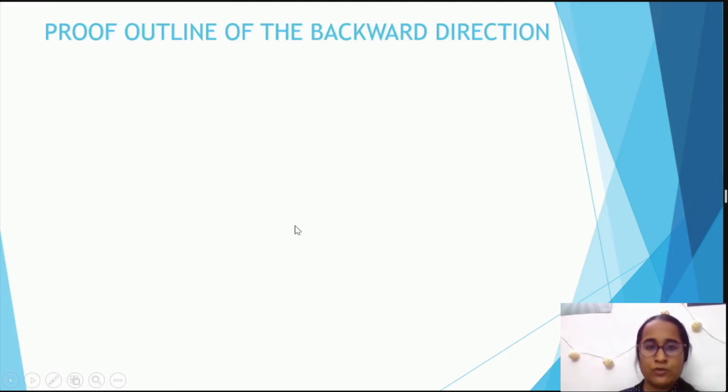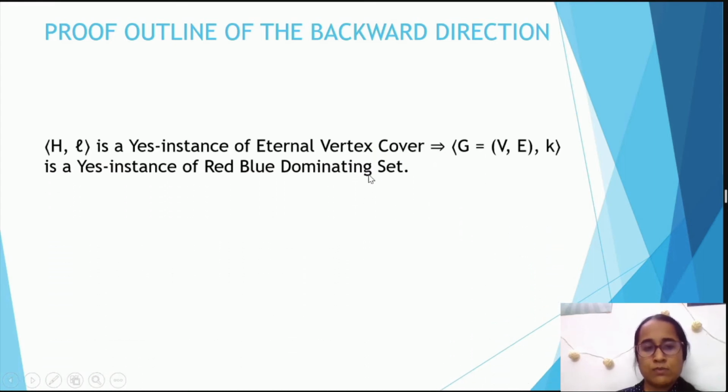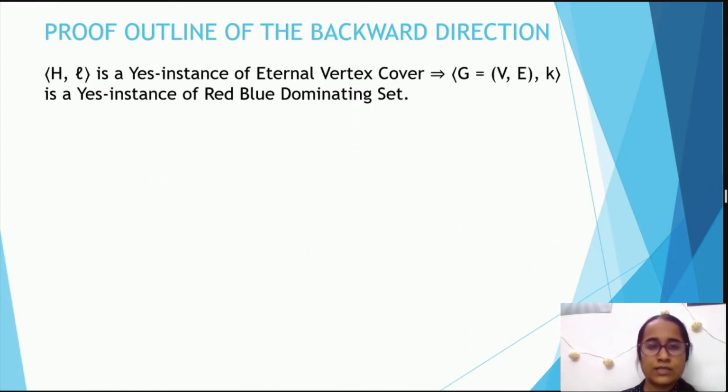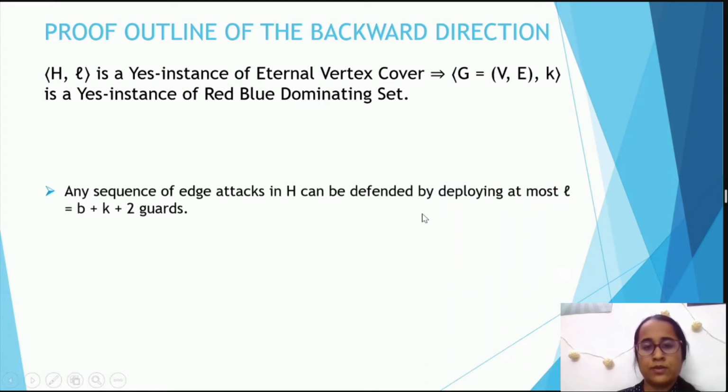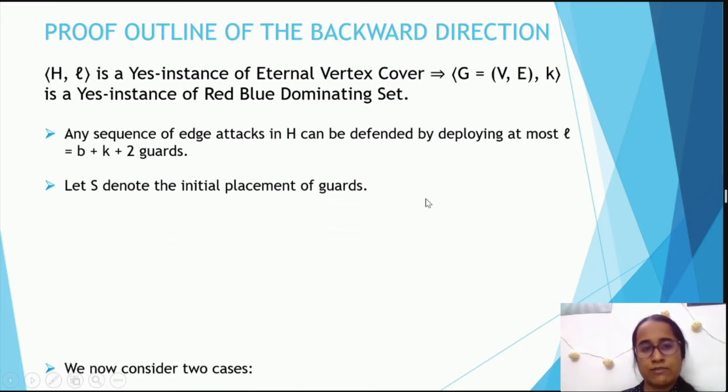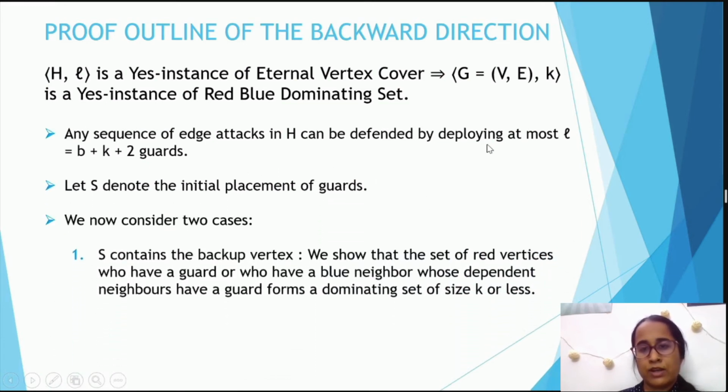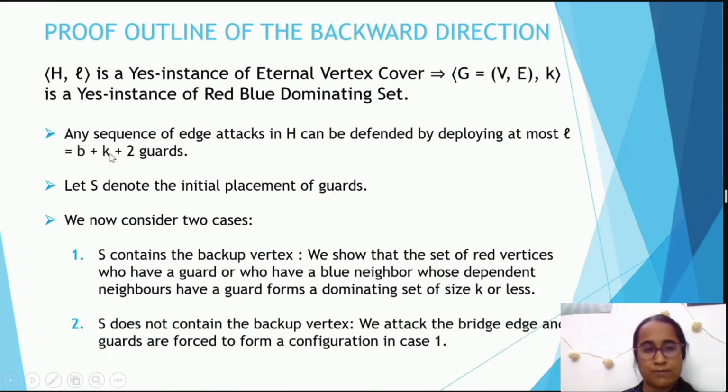Now I will give the proof outline for the backward direction. In the backward direction, we have to go from a yes instance of eternal vertex cover to a yes instance of red-blue dominating set. That is, we need to show that any sequence of edge attacks can be defended by deploying at most L, that is B plus K plus 2, many guards. Let S denote the initial placement of guards, that is, the set of vertices corresponding to the guards. Now we have two cases. Either it contains the backup vertex or it does not contain the backup vertex.